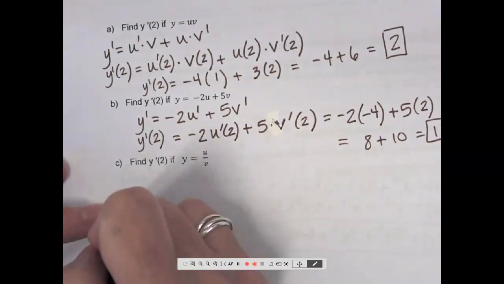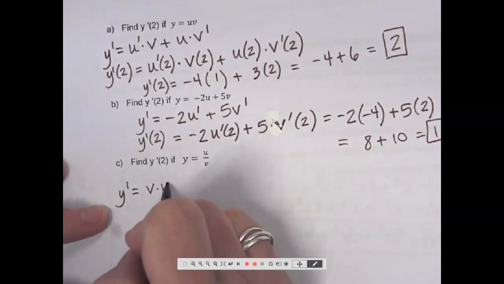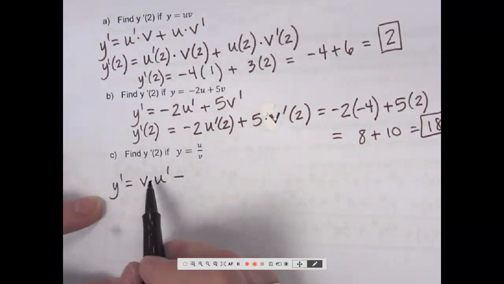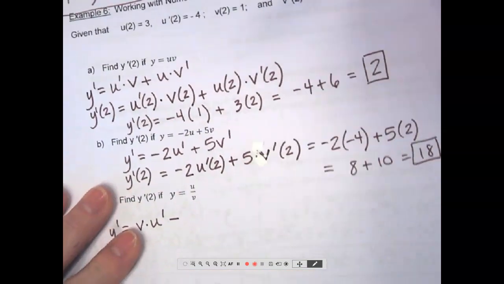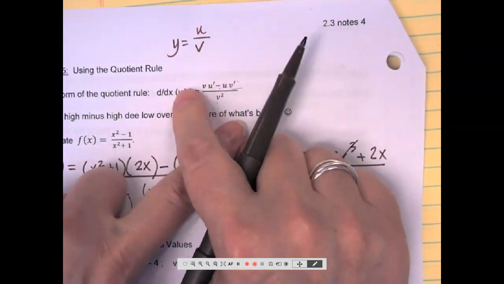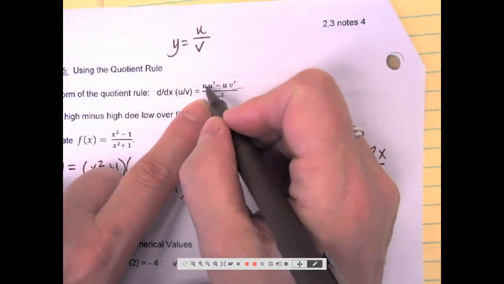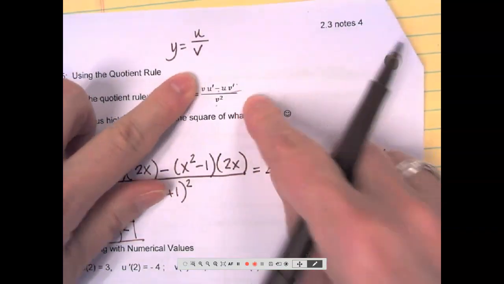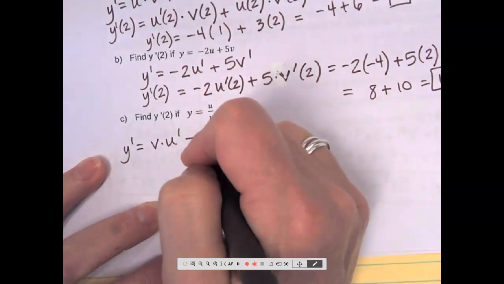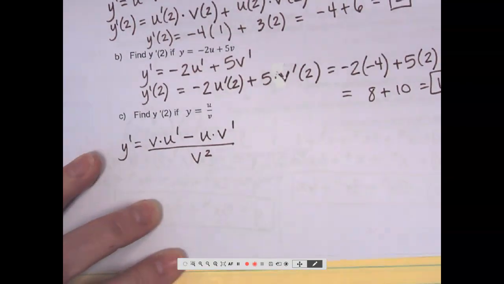Okay, so y prime: low d high. It doesn't matter what way we put it, like u prime times v, right? Correct, but what does matter is I can't switch the order of these two terms, because subtraction isn't commutative. But within the product, I could put u prime first and then v. Multiplication is commutative, but subtraction is not. So low d high minus high d low over the square of what's below.